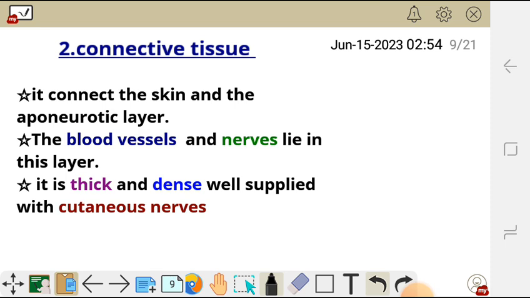So the connective tissue connects the skin to the aponeurotic layer, and it is rich in blood vessels and nerves that lie in this layer. Okay, so we have blood vessels and nerves that lie in this layer. And another thing to note here is that it is thick and dense. Okay, and it is well supplied by the cutaneous nerves. So that's all about the connective tissue.